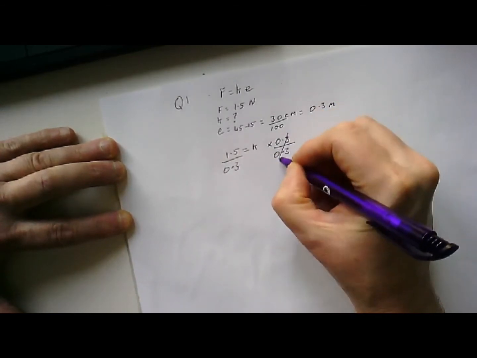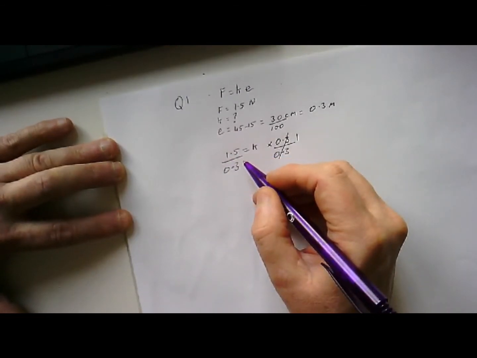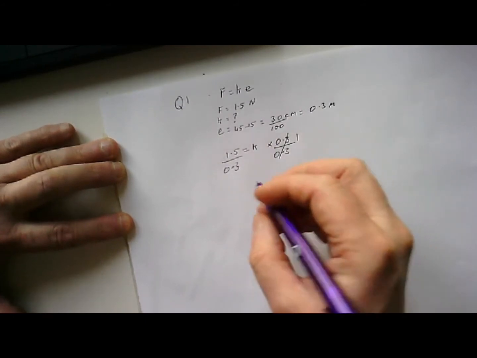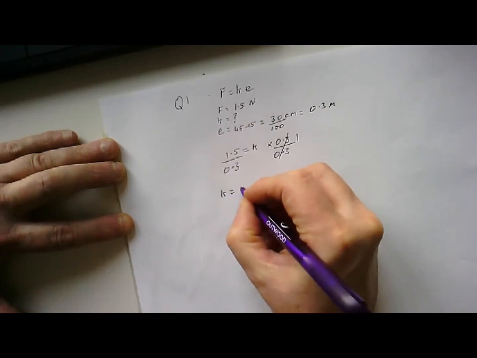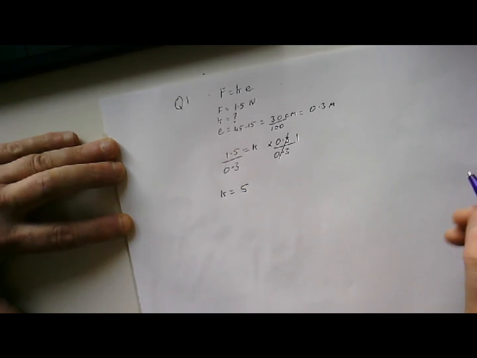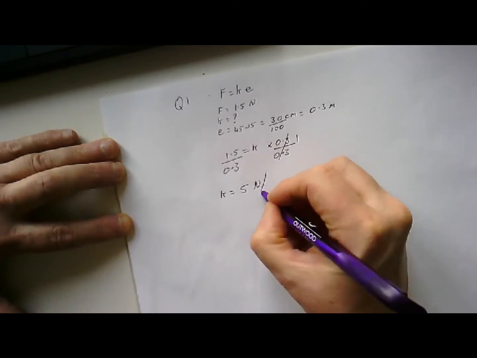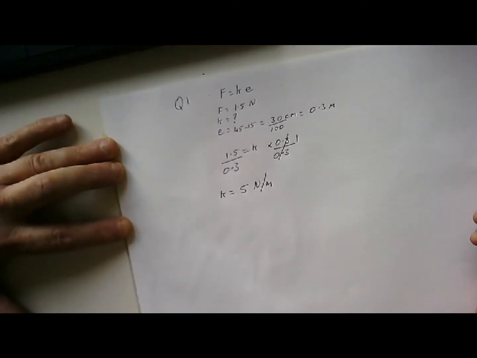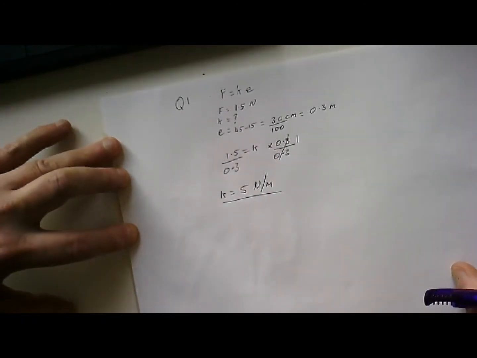0.3 divided by 0.3 is 1. 1.5 divided by 0.3 gives me an answer of 5. So in summary, K equals 5, and the units, making sure that we put those in because it is spring constant, is newtons per meter. So that's question number 1. Now let's have a look at question number 2.